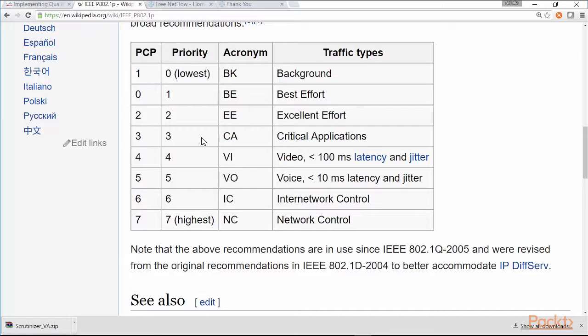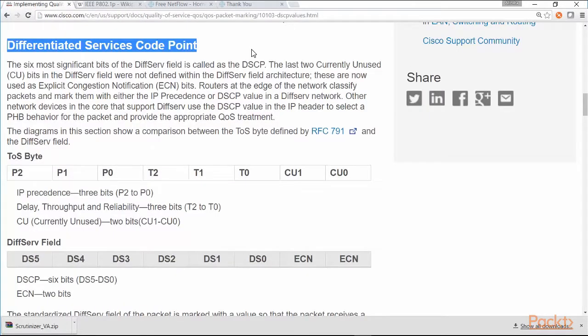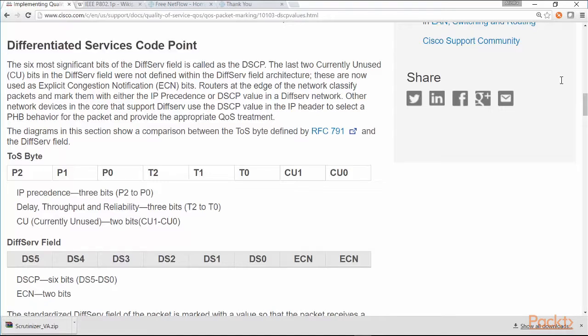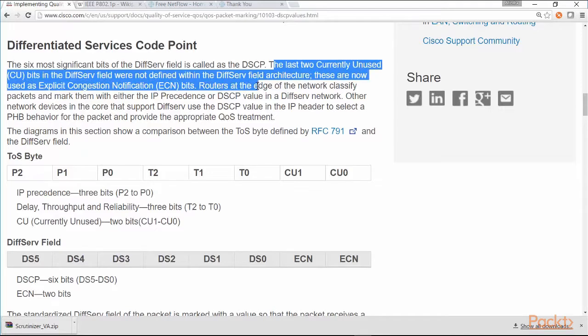Now let's switch from layer 2 to layer 3. In layer 3, there are 6 significant bits of the diffserv field, which are called the DSCP, or the differentiated services code point. The last 2 bits are basically used as explicit congestion notification, and sophisticated routers actually use this. So if the field is on, or the bit is on saying I have congestion, then it's a signal for the router to actually take some measures, including working with its own buffers, or including sending a signal to upstream routers that that interface is getting congested, and to slow down the transmission.